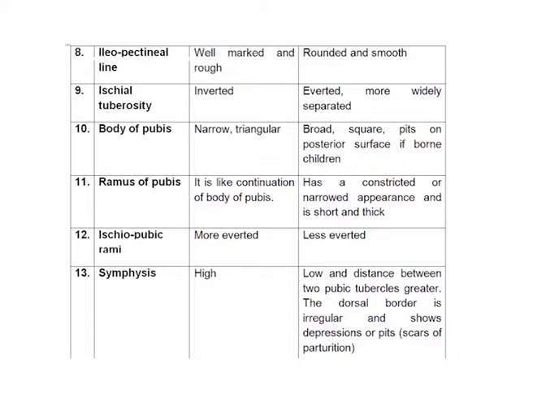Now, if we see the pubic symphysis, it is high in male pelvis, whereas in female pelvis it is low and the distance between the two pubic tubercles is greater. If we further observe, the dorsal border is irregular and shows depressions or pits which occur as an after result of scars of parturition during childbirth.